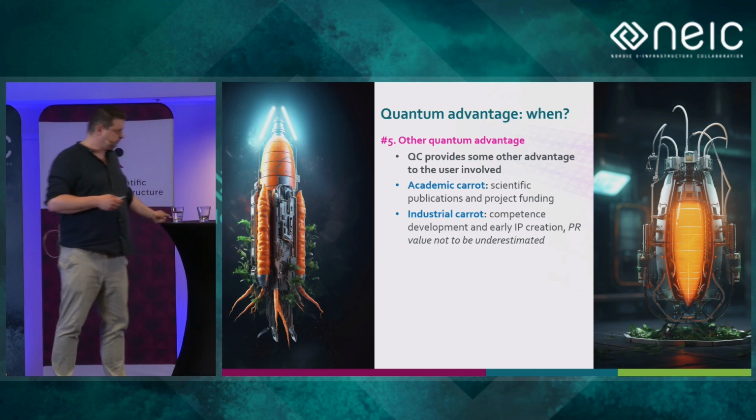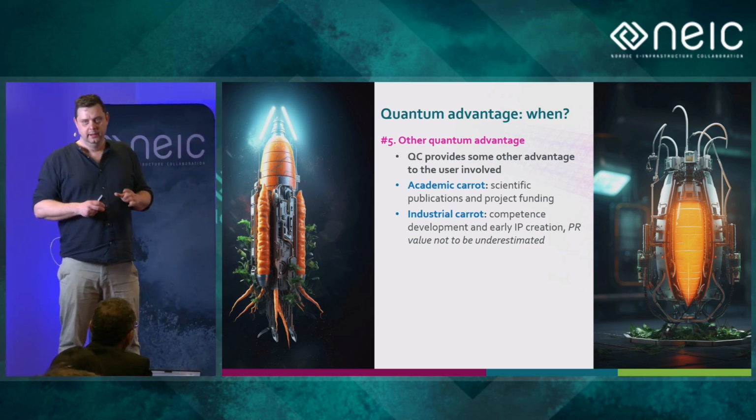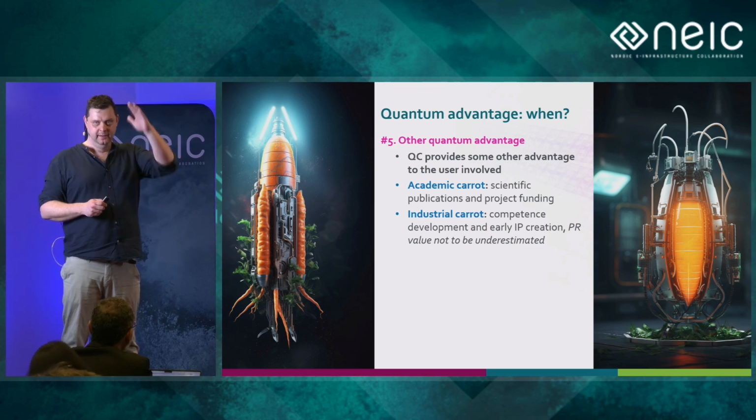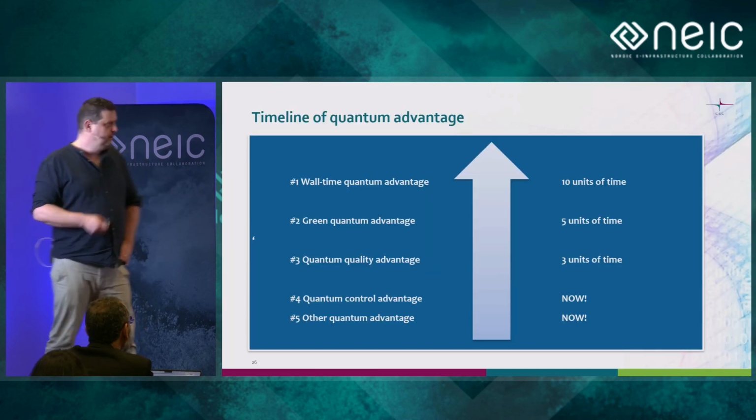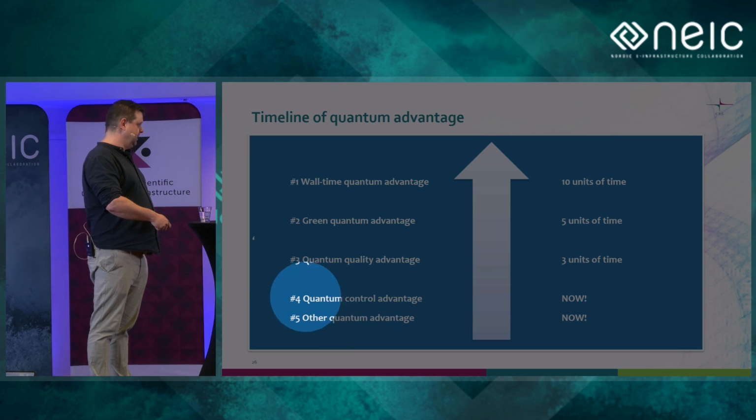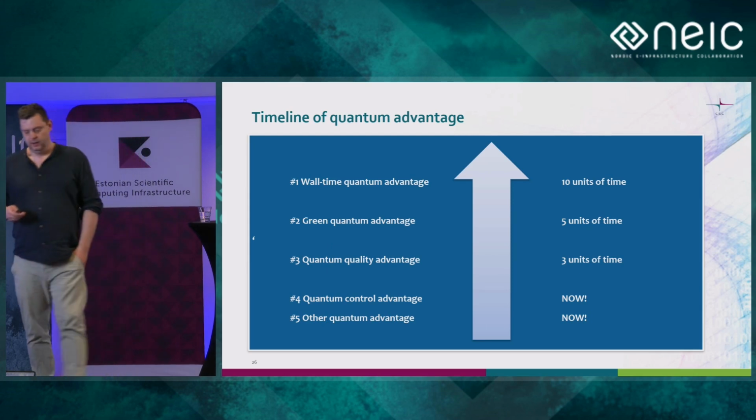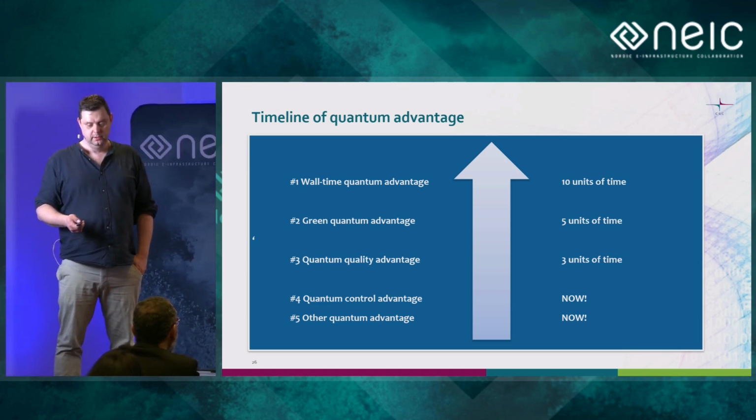And of course, one should never underestimate the value of PR either. When a company is doing something with the latest high tech, it is seen as a modern company. And well, at least at this point, it's also seen as an advantage for meddling with quantum computing, just for the sake of meddling with quantum computing. So here I just put a timeline, but I want to emphasize that this quantum advantage is actually something that we have already now, both for category 4 and 5, and the others come a bit later. On purpose I did not put in what this unit of time here is. It depends on your level of optimism or pessimism or realism.